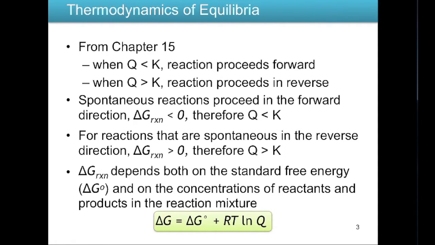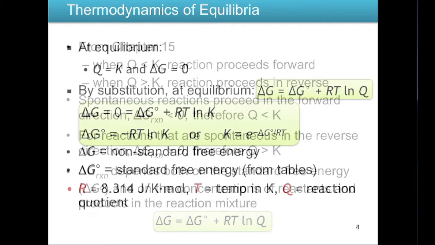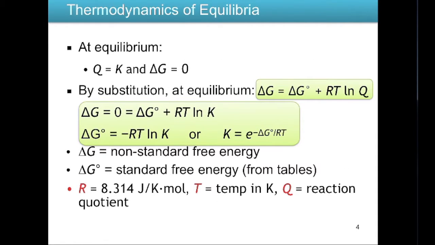So from this we can say that delta G of reaction depends both on the standard free energy, delta G naught, and on the concentration of reactants and products in the reaction mixture. So we can define the equation below: delta G at non-standard state conditions equals delta G at standard state conditions plus RT times the natural log of Q. At equilibrium, we know that Q equals K, right? The equilibrium constant equals the reaction quotient, and we also know that delta G equals 0.